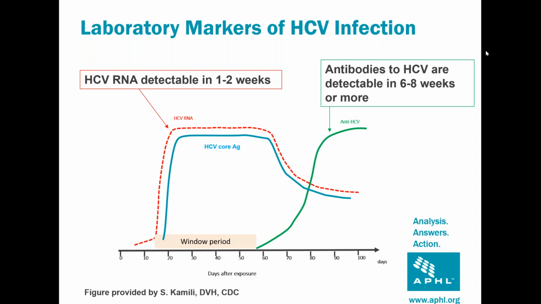Here we illustrate the HCV core antigen, which we'll talk about more in the discussion, but it pretty much shadows the HCV RNA detection. But there's still an extended window period before we see total anti-HCV tests that can pick up antibodies in about 6 to 8 weeks, unlike what Monica showed with the HIV. Next slide, please.